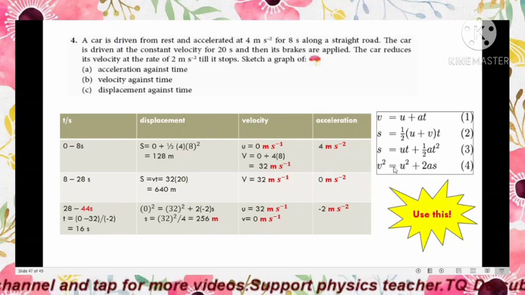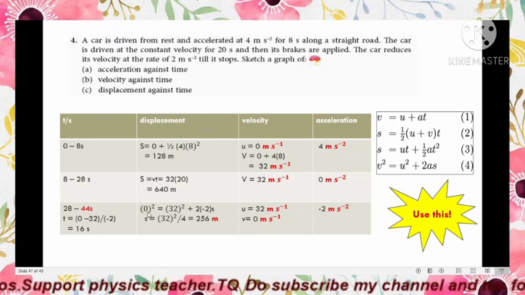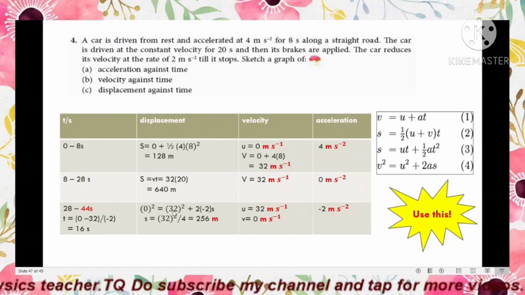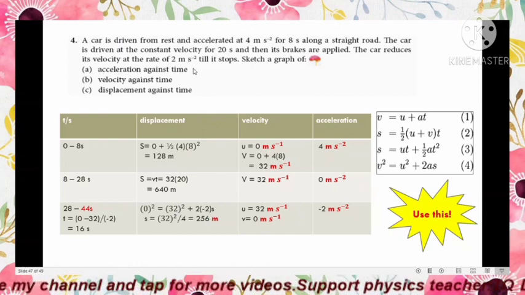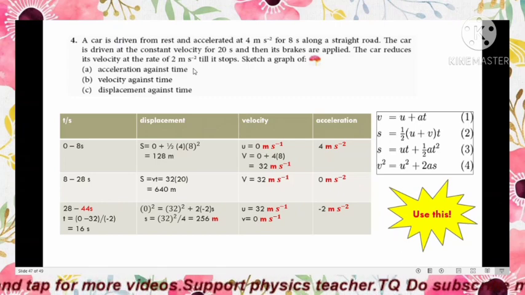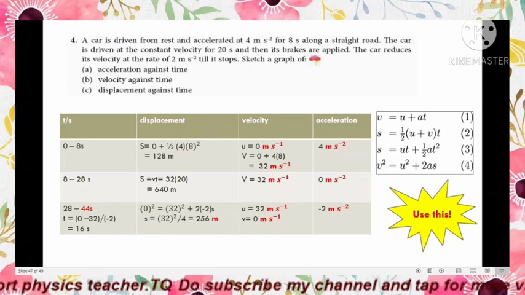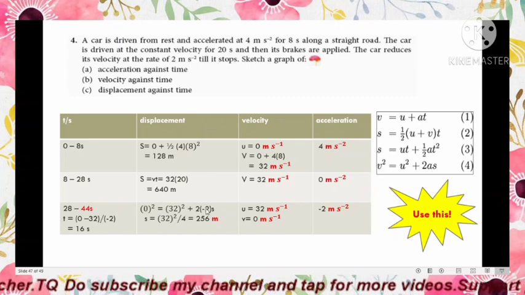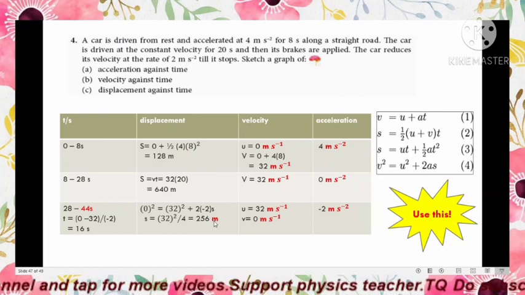Okay, so v squared equals u squared plus 2as. So here v equals 0 because finally it stops. u is 32. a is negative 2, given. You must put negative because the velocity reduces, which means deceleration or negative acceleration. So you must put the negative sign. Okay, then you calculate for s, and you get 256 meters.